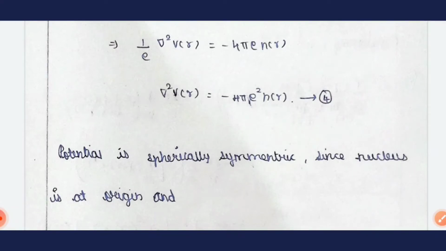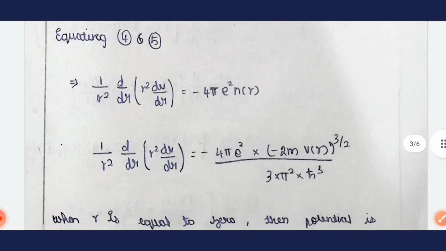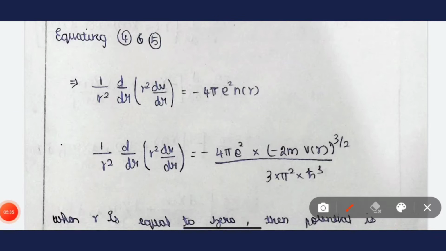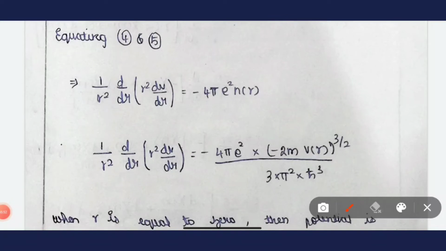So I can equate equations 4 and 5. On equating equations 4 and 5, we arrive at the term 1 by r square into d by dr of r square into dv by dr equal to minus 4 pi e square into n of r. Here, on the right hand side, n of r is nothing but the number of electrons, for which we know the value. We have already derived an equation for n of r, which is minus 2m v of r whole power 3 by 2 divided by 3 pi square h cross cube. I'm substituting the value, so the right hand side will become like this.